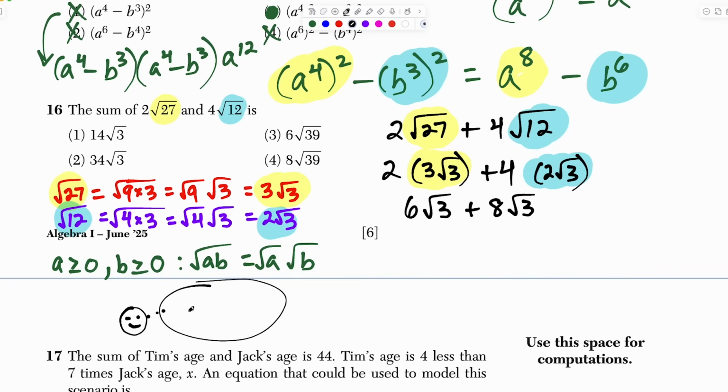But now when we get to this step, this is a lot like doing, if we had something like, let's say, 6x plus 8x would be 14x, okay? We combine like terms, we just add the coefficients. So now we're doing 6 plus 8 is 14. So this is 14 square root 3. Choice 1 is our answer.